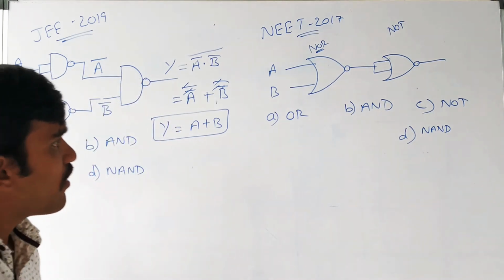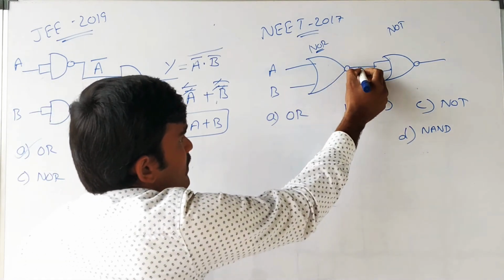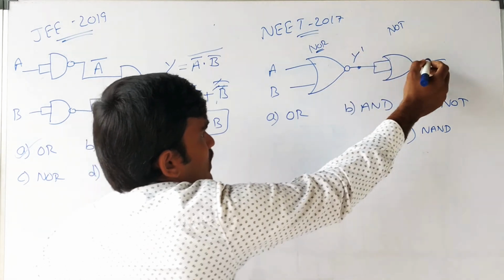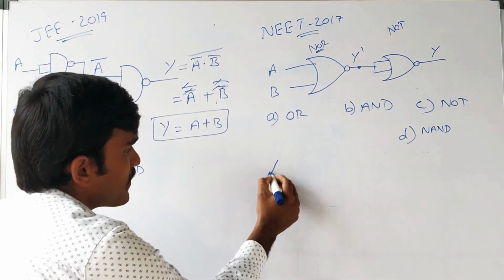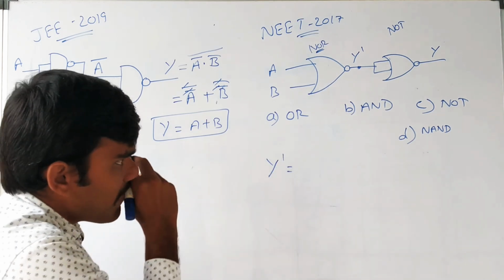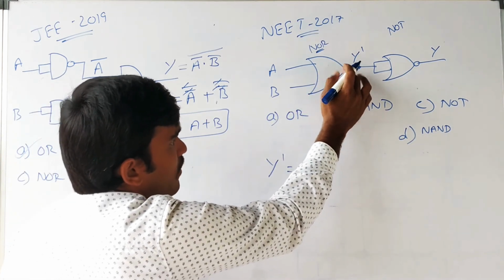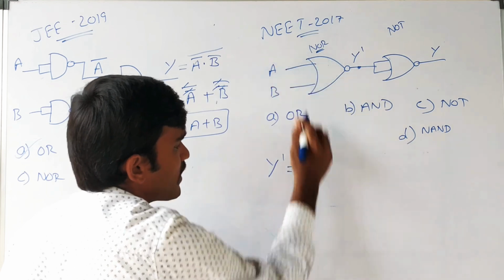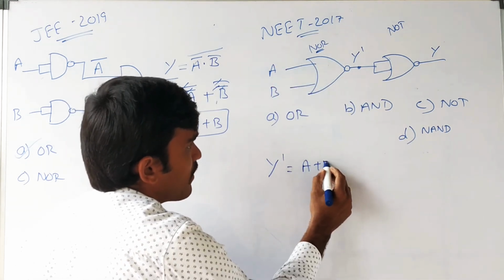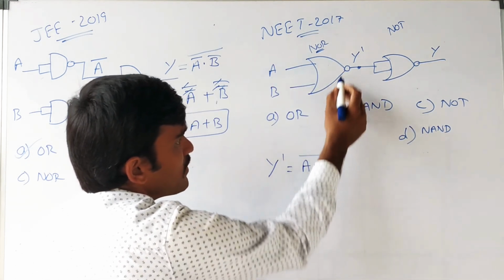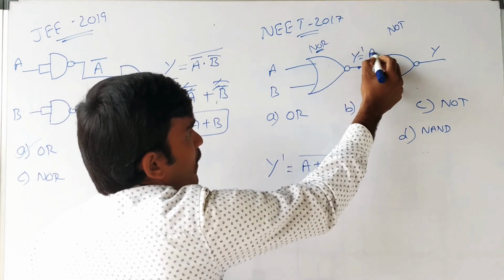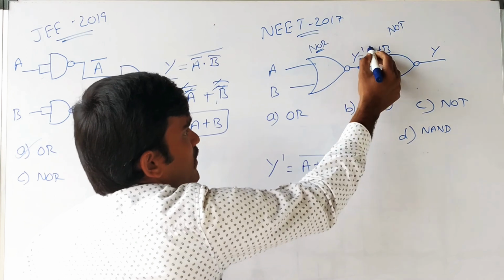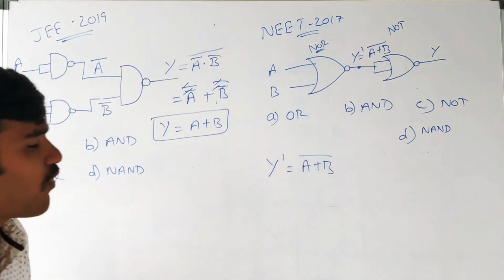Okay, first of all, look here. Let us think this is Y dash and the output is Y. What do we get for Y dash? Look here, this is OR and then NOT. OR means addition, that means A plus B, and NOT means bar. So Y dash means first the addition, A plus B, and then NOT means bar. Y dash is A plus B whole bar.